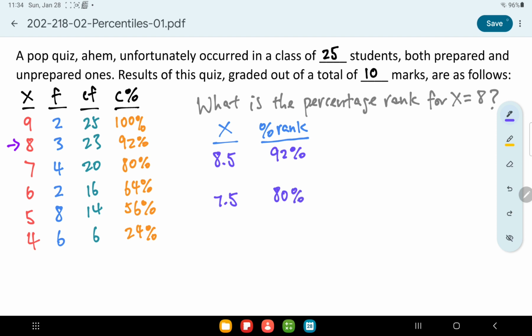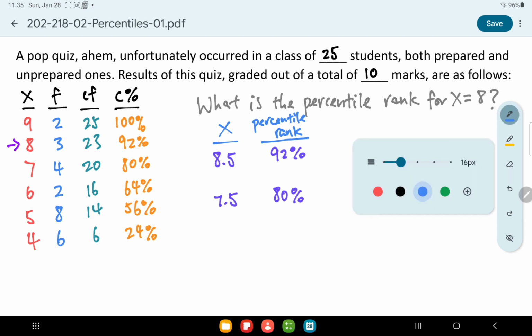Okay. Now, back to the question, we're interested in looking for the percentile rank. I made a typo there. So it should say percentile rank in the question. Sorry, I just made that change. And as you can see, I've also made the change. It was a typo again. It should say percentile rank rather.